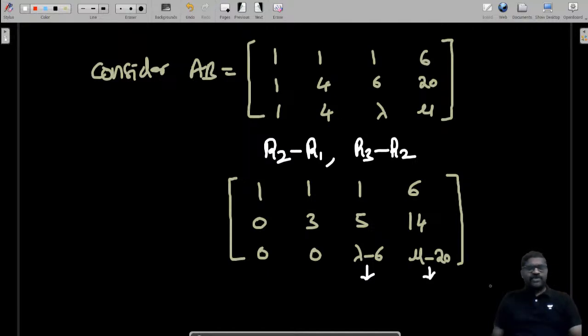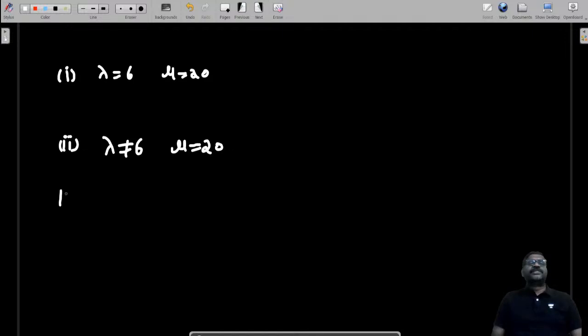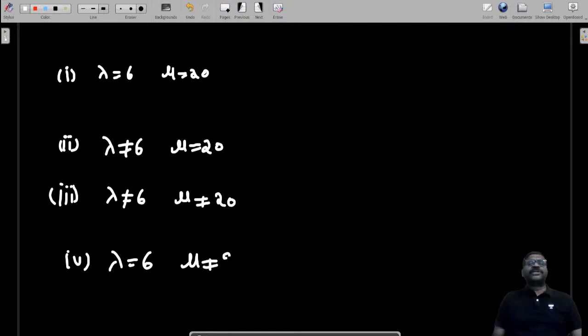Whenever you have two different values, there are four possible combinations. Sir, what are four possible combinations? First combination, lambda equal to 6, mu equal to 20. Second possible combination, lambda not equal to 6, mu equal to 20. Third possible combination, lambda not equal to 6, mu not equal to 20. Fourth possible combination, lambda equal to 6, mu not equal to 20.